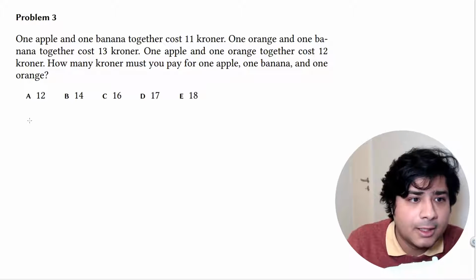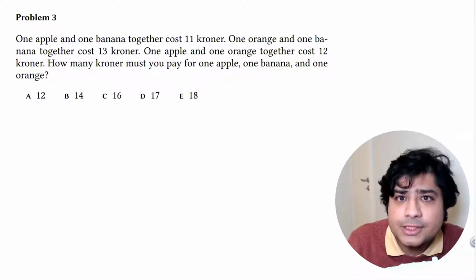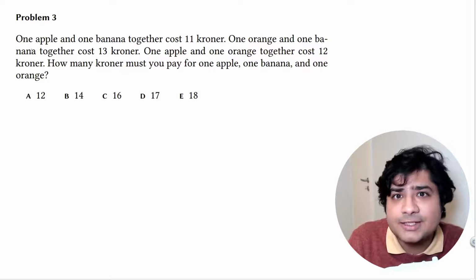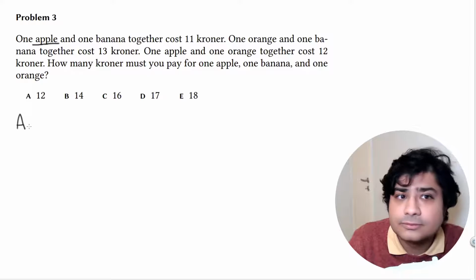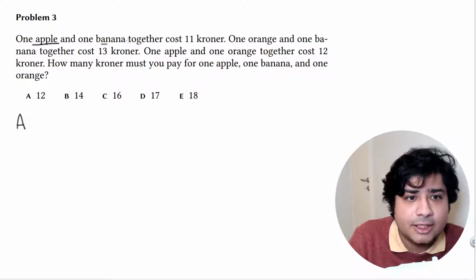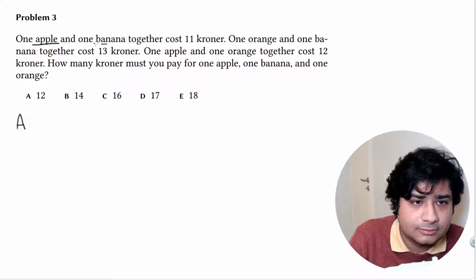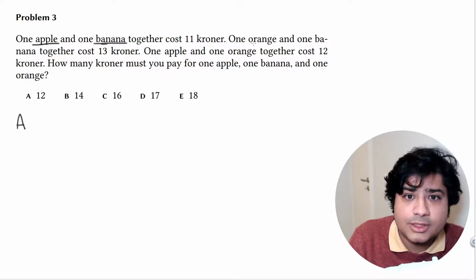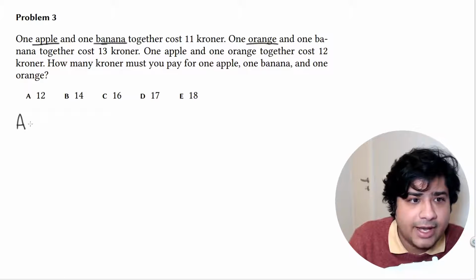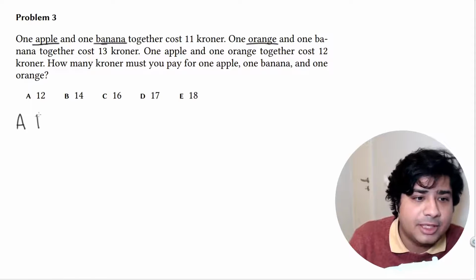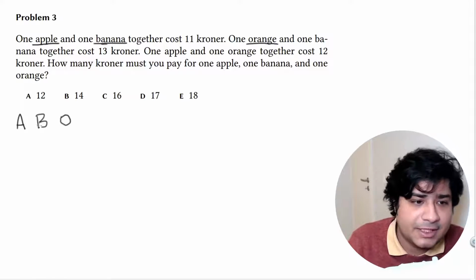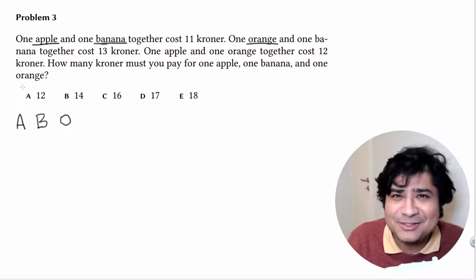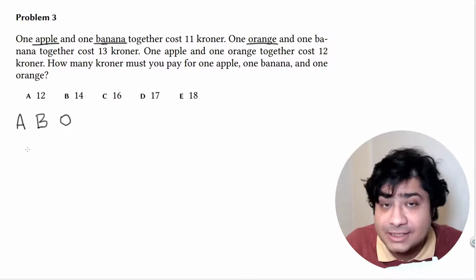The first thing I want to do is simplify this for myself, and I want to say apple is A. Bananas are B. And oranges are going to be O. So now I have A, B, and O that I'm dealing with. Of course, it's going to make it easier than having to write apple and banana all the time. It's going to save us time.